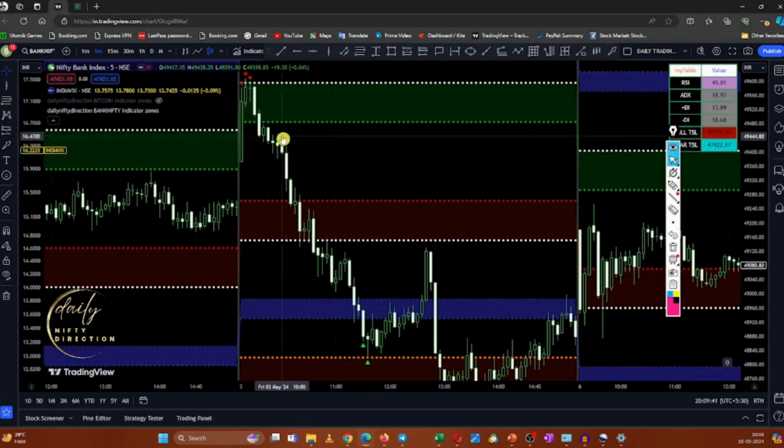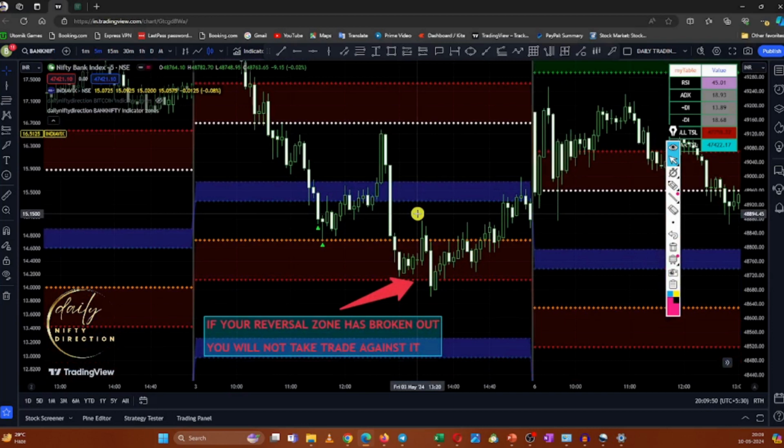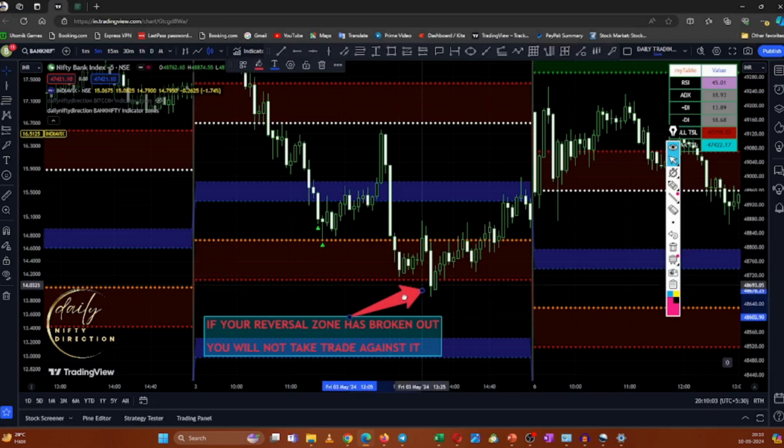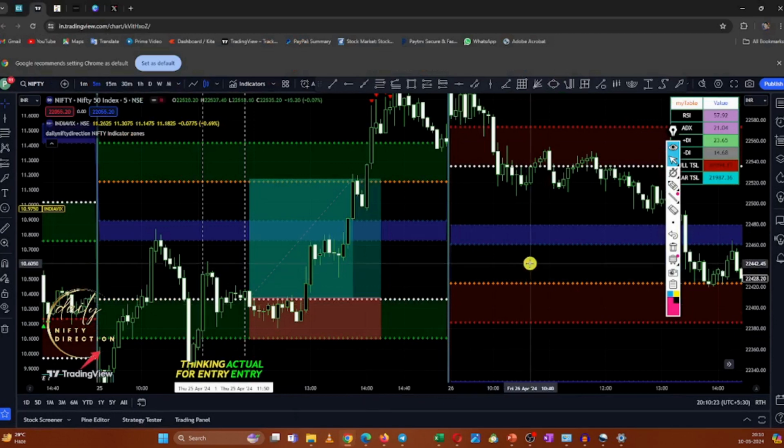So on 3rd of May, selling happened, and from around 2 o'clock, that is 14:00 hour, was expected to be bullish. But since here you see that your red line has broken and your zone has broken, you will not take trade against it. But on the same day, on 3rd of May, you got trade on Nifty.